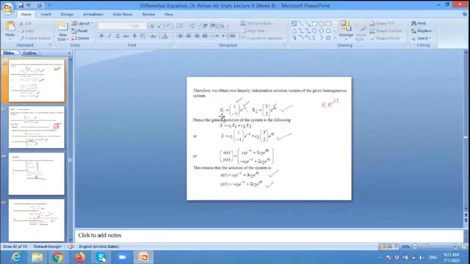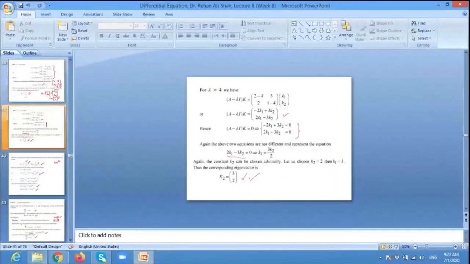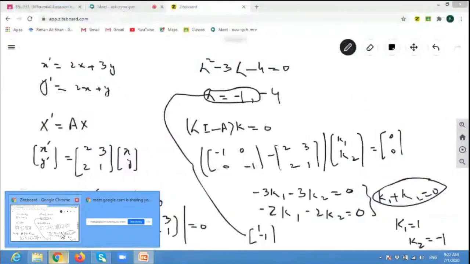So what is x1 now? x1 is the one eigenvector multiplied by e power lambda 1 t, where lambda 1 is minus 1. And x2 is the other eigenvector multiplied by e power lambda 2 t. I made a mistake here; let's check. This is 4 actually. So the roots are minus 1 and 4.